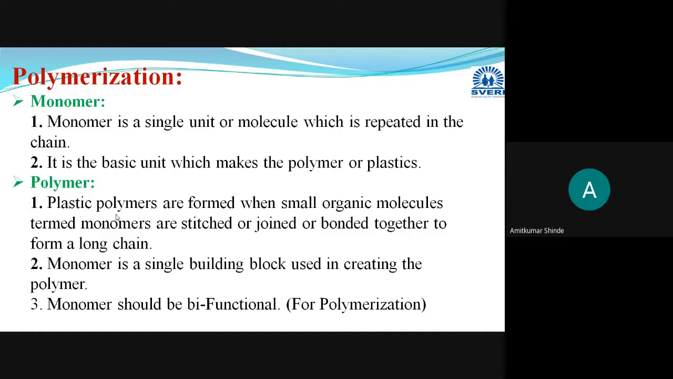But there are certain conditions, and the process through which these monomers are transformed, or polymers are formed with the help of monomers, is termed as polymerization. You can say that the process of formation of polymers from monomers will be termed as polymerization. How this polymerization exactly occurs, we will discuss in the next session.